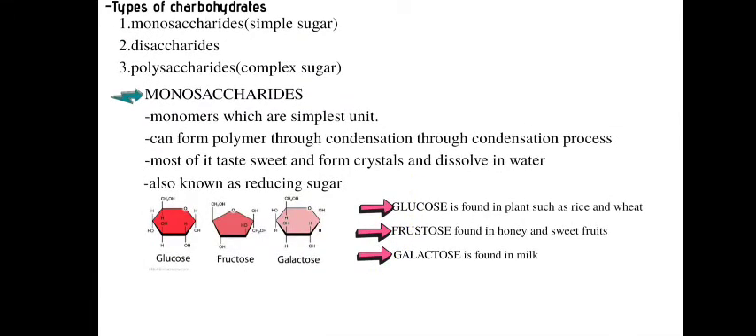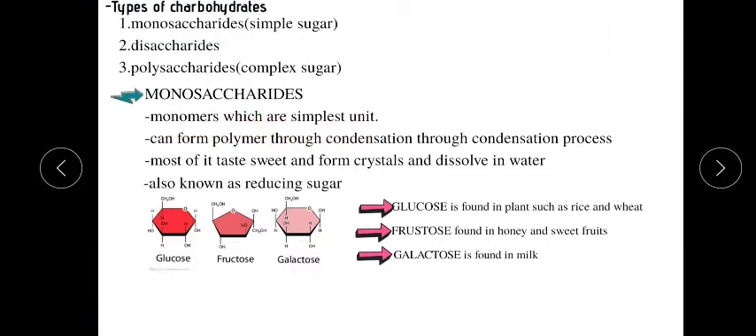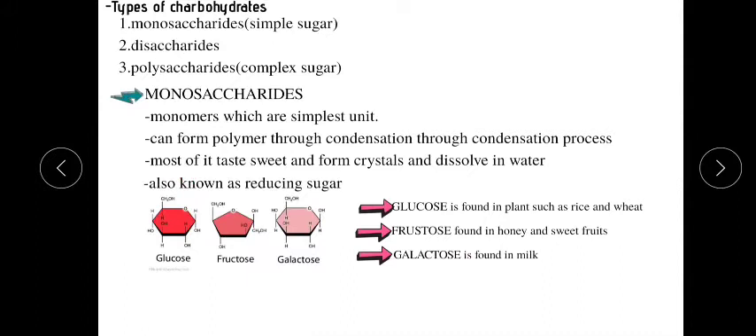What is a monosaccharide? Monosaccharide is a monomer, the simplest unit, which all of us know as glucose. It can form polymer through condensation process. Most of the monosaccharides taste sweet, form crystals, and dissolve in water. Monosaccharide is also known as a reducing sugar.